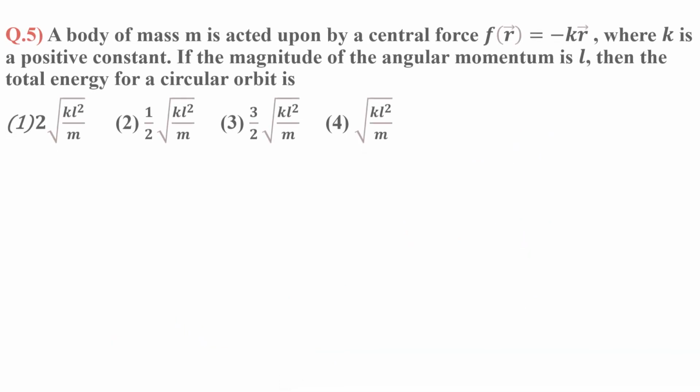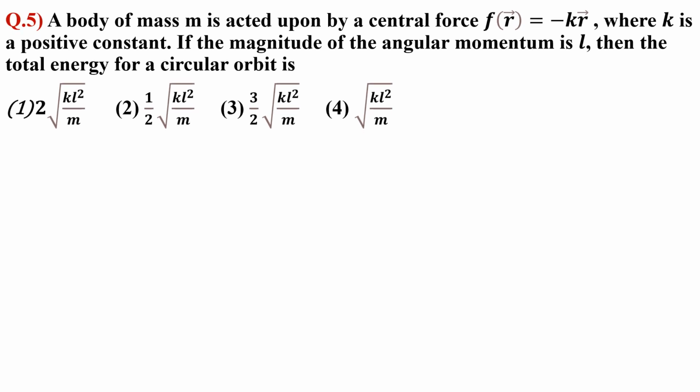Question 5. A body of mass m is acted upon by a central force F(r) = -k r vector, where k is a positive constant. If the magnitude of the angular momentum is L, the total energy for a circular orbit is: option 1, 2 square root of kL squared by m; option 2, half square root of kL squared by m; option 3, 3 by 2 square root of kL squared by m; option 4, square root of kL squared by m.